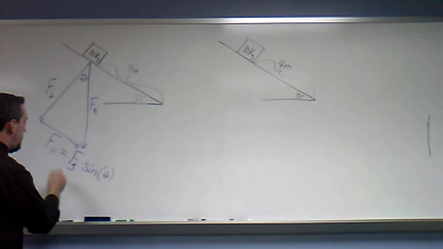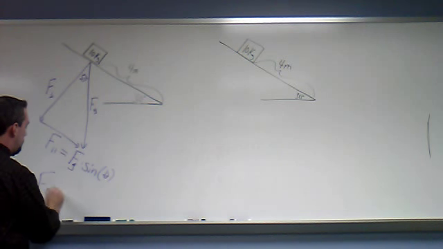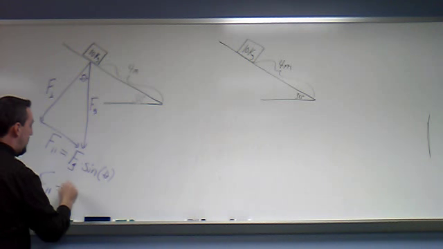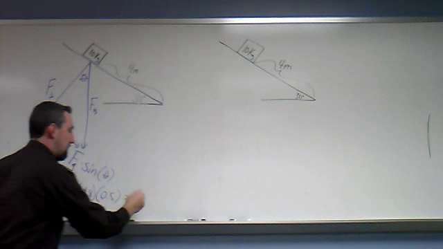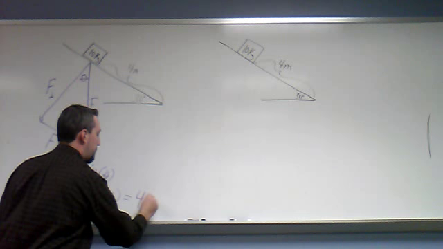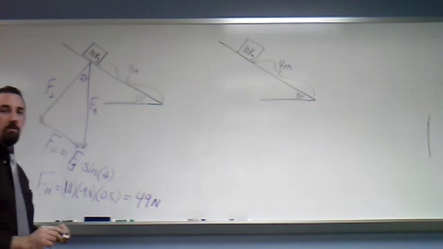Now I know Fg, it's going to be, well, parallel equals the mass, which is 10. So 10 times negative 9.8, the acceleration of gravity. And then the sine of 30 is 0.5. So I have 10 times 9.8 is 98, times 0.5 is 49. So I have a parallel force of 49 newtons.